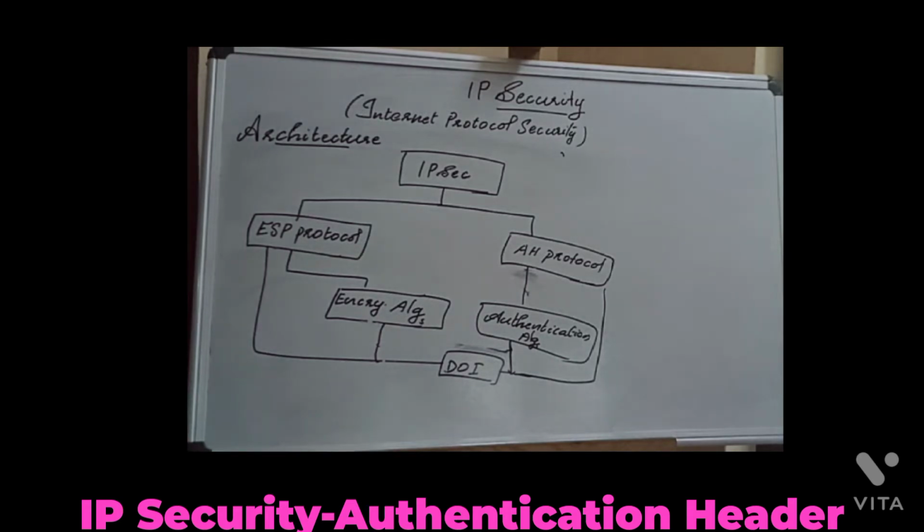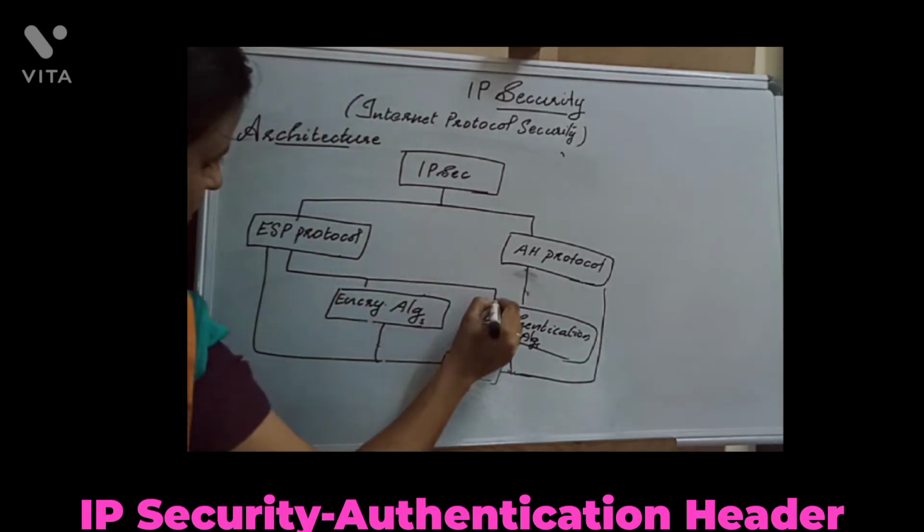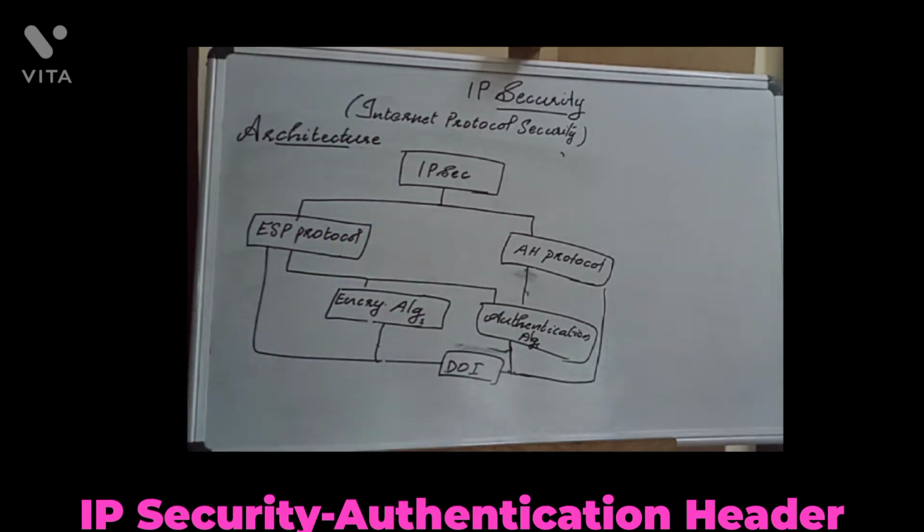IP security is implemented by using two protocols, ESP protocol and AH protocol. ESP protocol contains all the encryption algorithms and some authentication algorithms also. AH protocol contains all the authentication algorithms. These two are joined by using DOI. DOI is domain of interpretation.